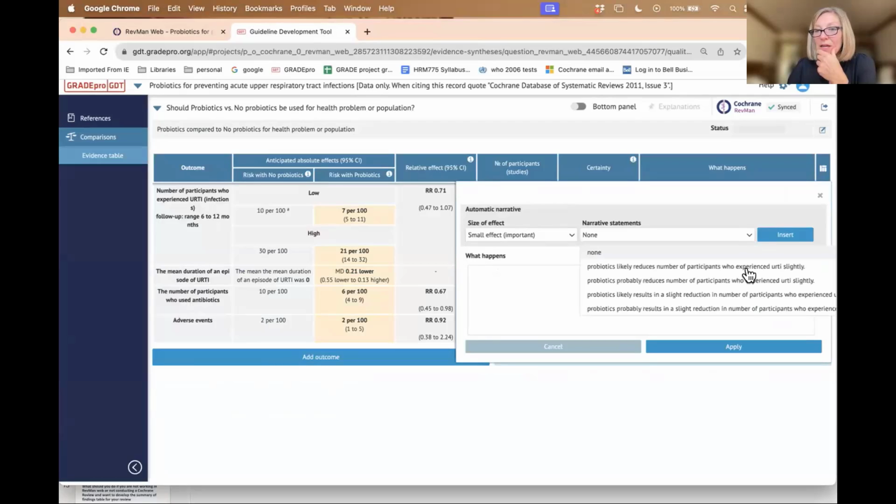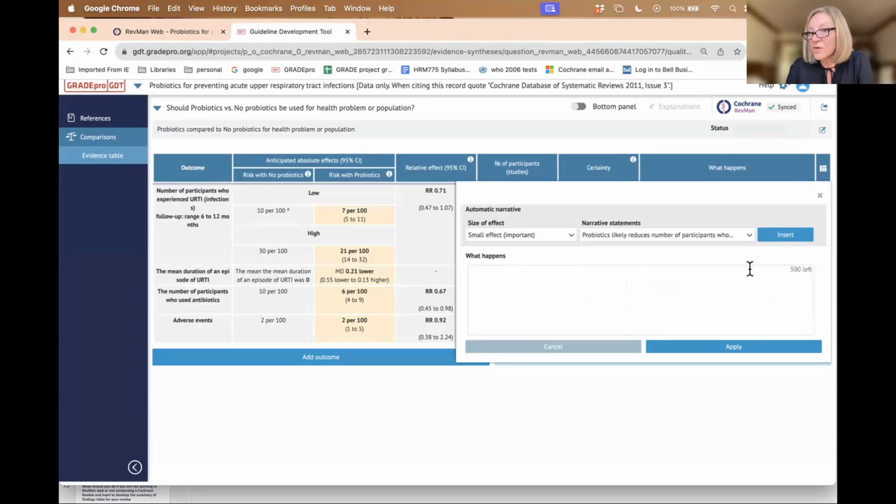And it's given me choices for what to write. And these choices are based on my moderate certainty evidence. You'll notice that these statements are worded as likely reduces or probably reduces. And that's because it's moderate certainty. And you have the opportunity to decide which statement, likely or probably, and whether you use reduces or results in a slight reduction. So we're using the term slight here, and we're using either likely or probably.